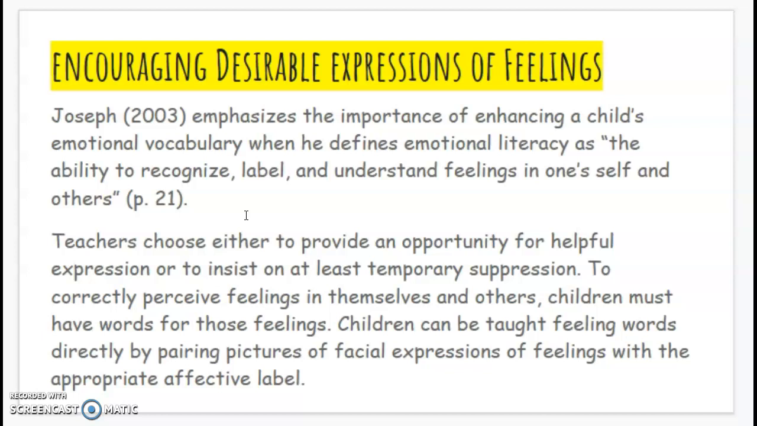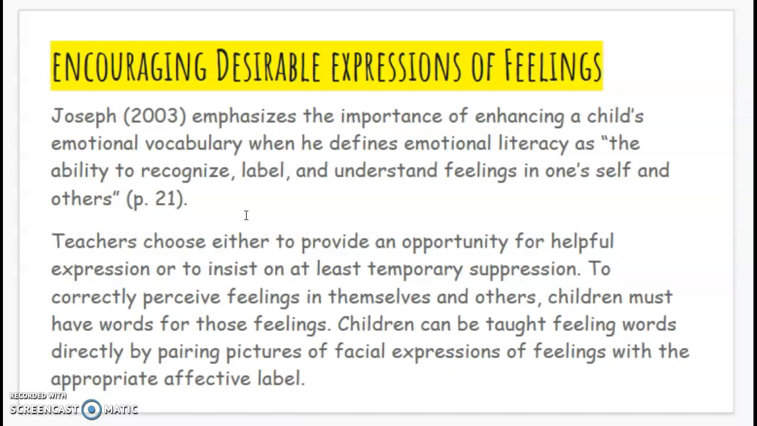Teachers choose either to provide an opportunity for helpful expression or to insist on at least temporary suppression. To correctly perceive feelings in themselves and others, children must have words for those feelings. Children can be taught feeling words directly by pairing pictures of facial expressions of feelings with the appropriate affective label.